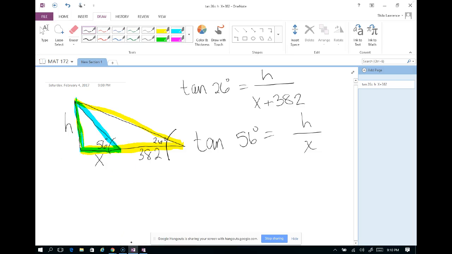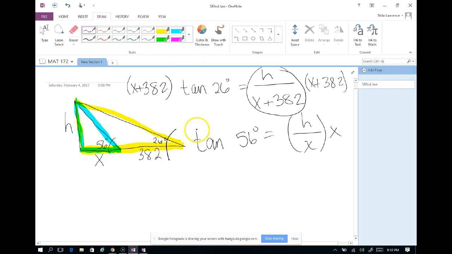We are interested in solving for h. Right now, though, the easiest thing to do, I believe, is to solve each of these equations for h and then use one to replace the other. So if I want to solve this equation for h, I need h all by itself, so I'm going to multiply both sides by x plus 382. And then down here, I just need to multiply by x.